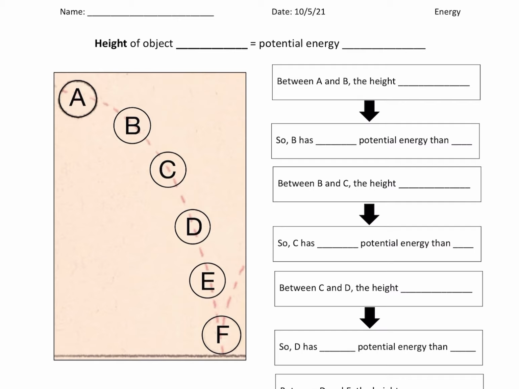Now, we're going to look at what happens if the opposite occurs. So if the height of an object decreases or gets smaller, then the potential energy decreases too.